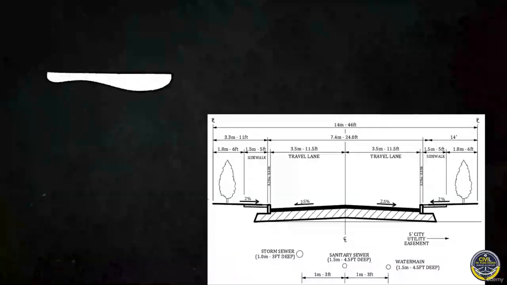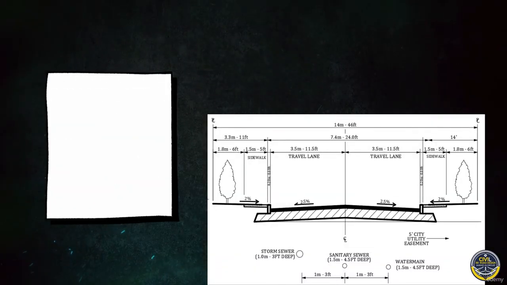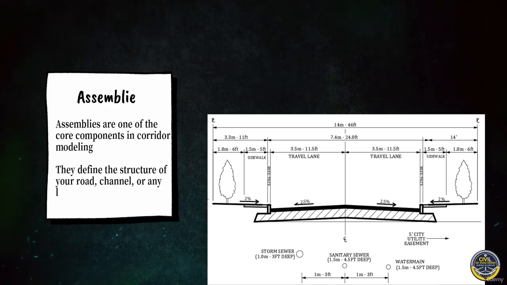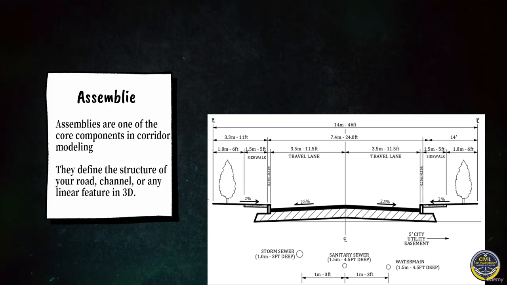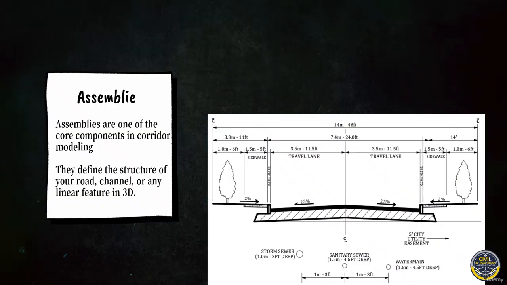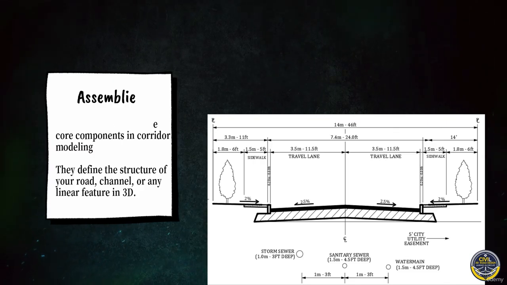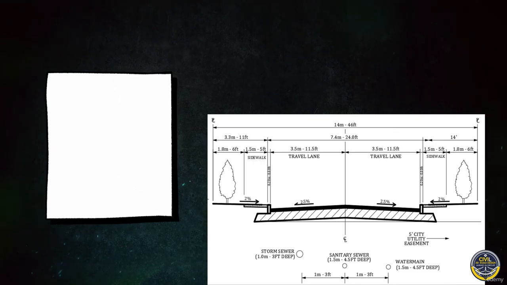Welcome to this lesson. Assemblies are one of the core components in corridor modeling. They define the structure of your road, channel, or any linear feature in Civil 3D. Before we start building corridors, it's essential to understand how assemblies and their parts work together.